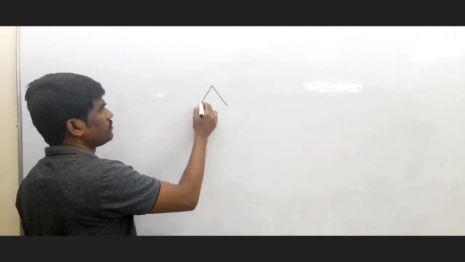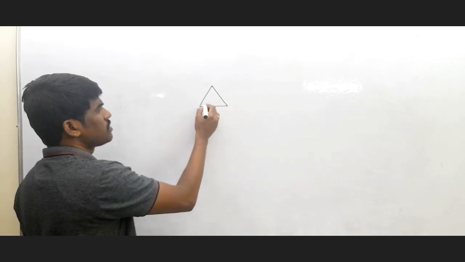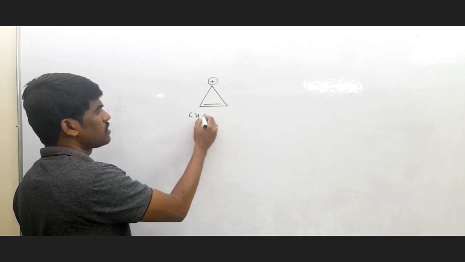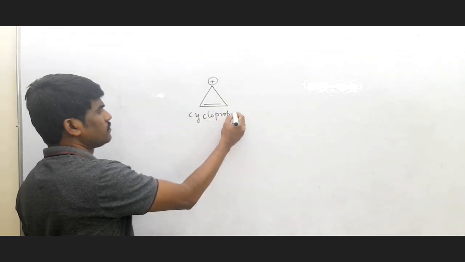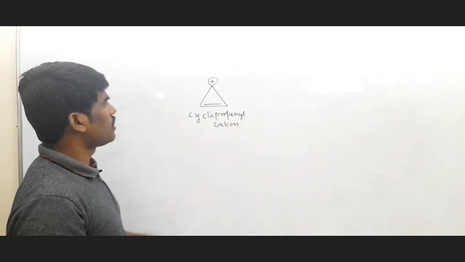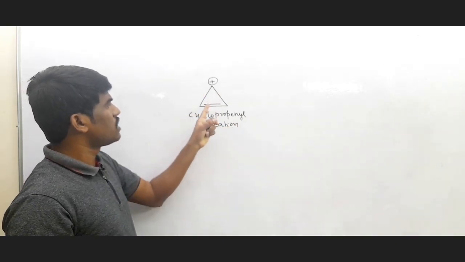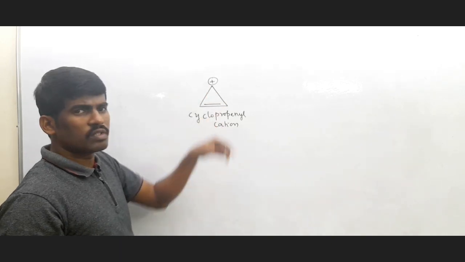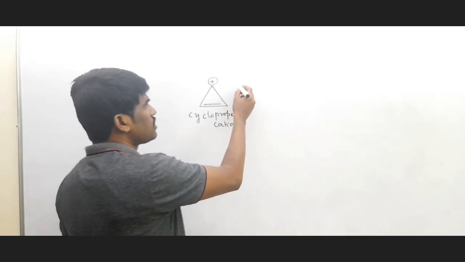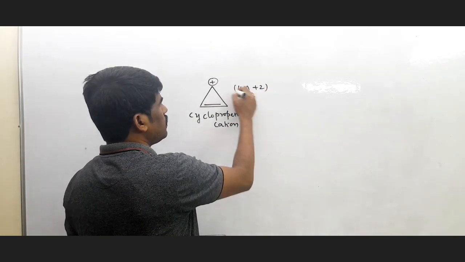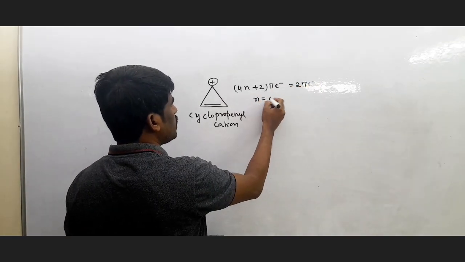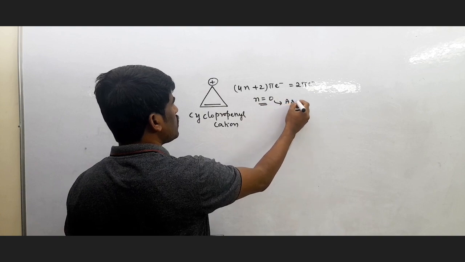Next example I am taking, this is cyclopropenyl cation. Cyclopropenyl cation, it is having pi positive charge conjugation, and this conjugation is present throughout the ring, and there are 2 pi electrons. Then 4n plus 2 pi electrons is equal to 2 pi electrons. Then n value can be taken as 0. If n value is 0 it means it is aromatic.